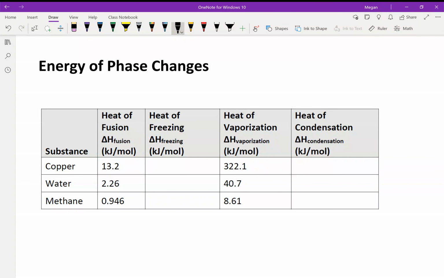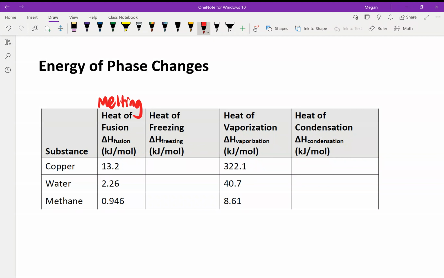The unit for all of these is kilojoules per mole, so it's the amount of kilojoules for every 1 mole of the substance. So if I look at the first column, it says heat of fusion for these substances. And notice that these are all positive values. Now, heat of fusion is the heat of melting. Fusion is another way we say melt. So think about the melting process.